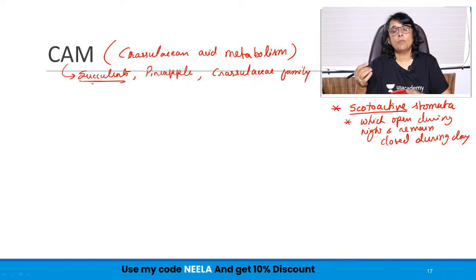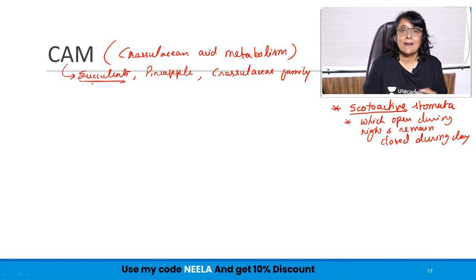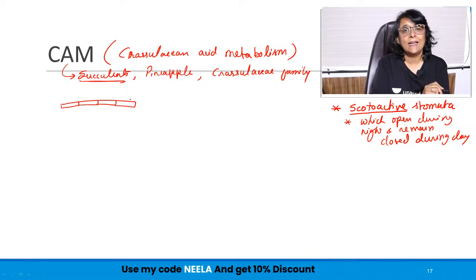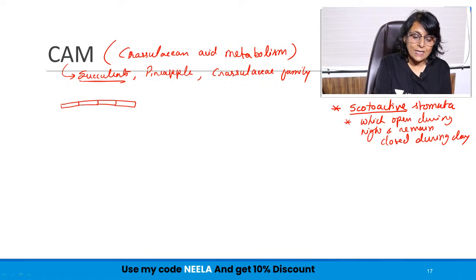So what option do these plants have? The option is that they change the timing of opening and closing of stomata so that they are able to avoid this loss of water through transpiration. Now, how is this crassulacean acid metabolism going to take place? We will draw two diagrams, one showing what happens during daytime, and the second what happens during night time. So first diagram is what happens during night.